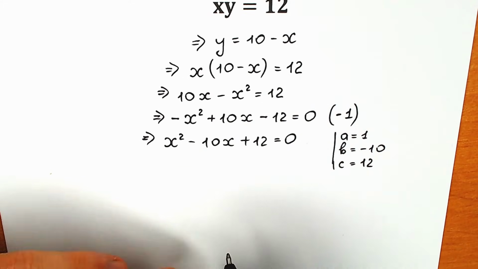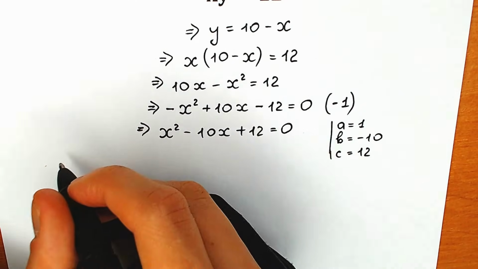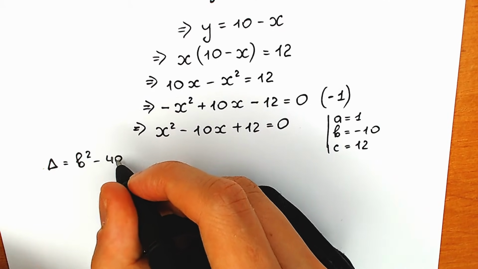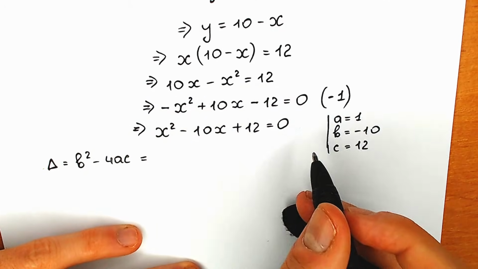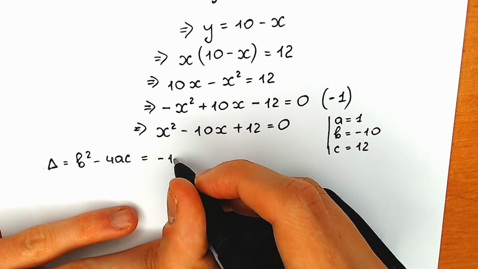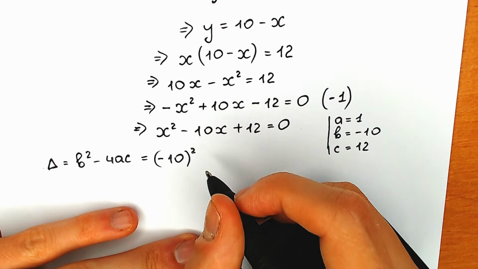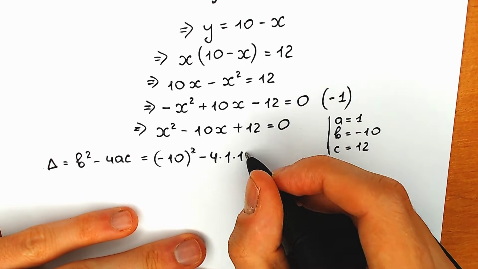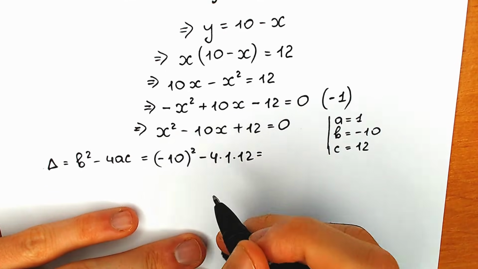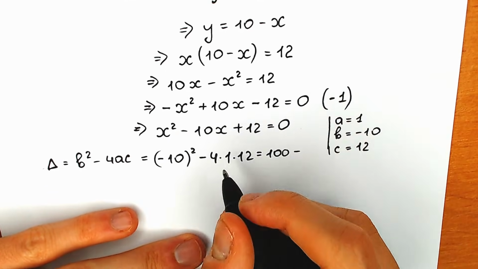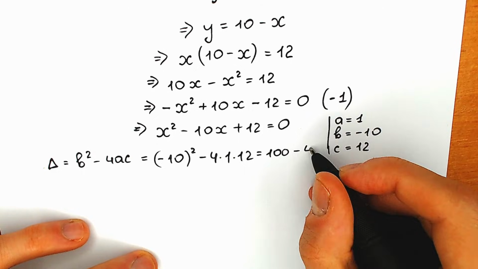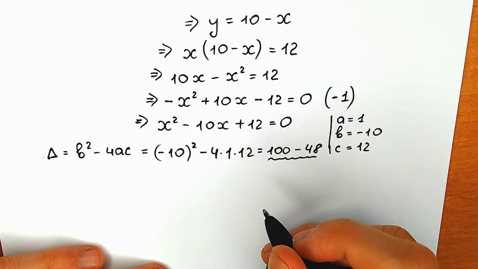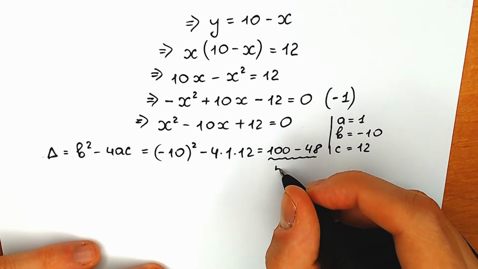Right now we know everything, so we can easily start with our discriminant. So b squared minus 4ac. This is our discriminant, and let's plug in everything. We have b squared, minus 10 squared, minus 4 times a, which is 1, times c, which is 12. So our discriminant equals 100 minus 4 times 12, which is 48. So 100 minus 48 is equal to 52. So our discriminant is positive.